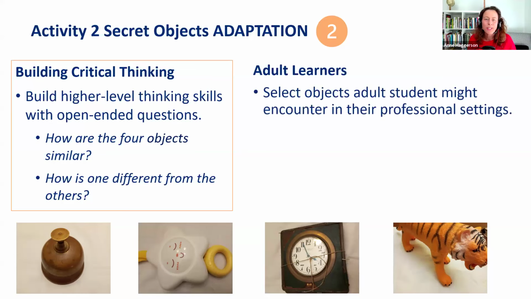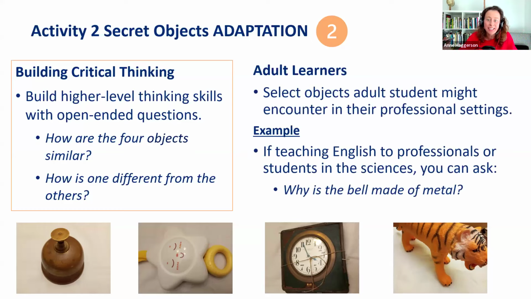Excellent. And we can also adapt this activity for older learners. So for example, we can select objects from their day-to-day lives or from their professional settings. An excellent and easy thing to find would be a stapler. This stapler makes noise, and it would be fun for the secret object game. Also, if you're teaching English to professionals or students in the sciences, you could ask, why is the bell made of metal? Or why is the star made of plastic? And talk a little bit about the materials these objects are made of.